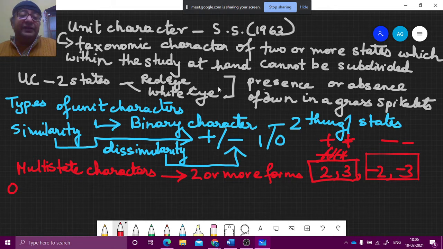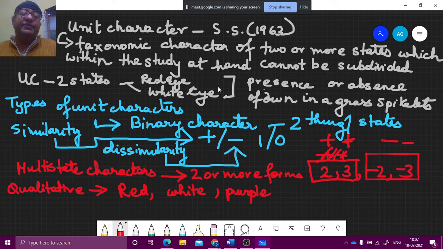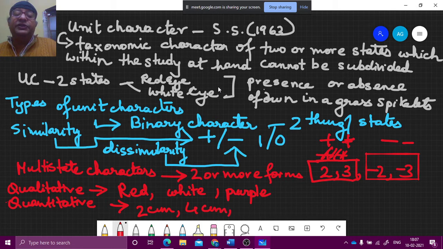They can be qualitative. Qualitative means they are ranked on equal footing. For example, color of eye: red, white, purple. They are the same, equal. Red is equal to white or blue. So all colors are the same; you are talking about quality. The other is of course quantitative multi-state character. If it is 2 centimeter, 4 centimeter, 8 centimeter, it's not the same. 2 is not equal to 4. This is quantitative multiple state character.